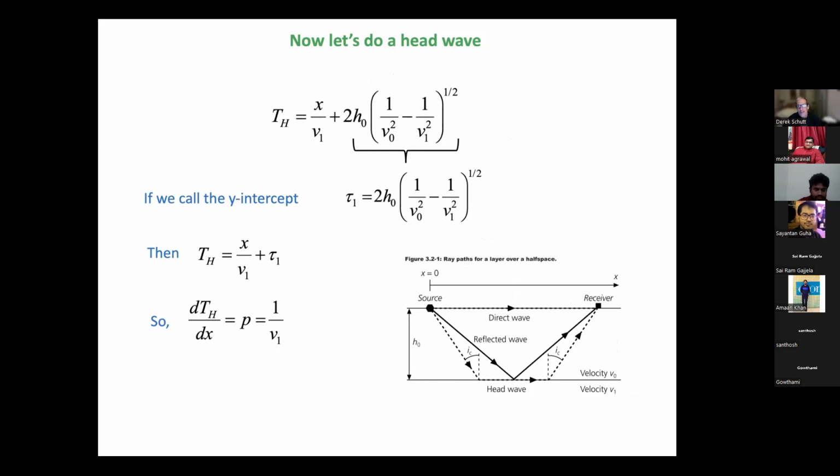All right, so now let's do a head wave. So our head wave is going to follow this relationship here. And our tau value is just going to be this part of the equation. And so our travel time equation is x over v1 plus tau sub 1, and dt dx, which equals p, equals 1 over v1. So for all our refracted waves, we have a constant value of p.